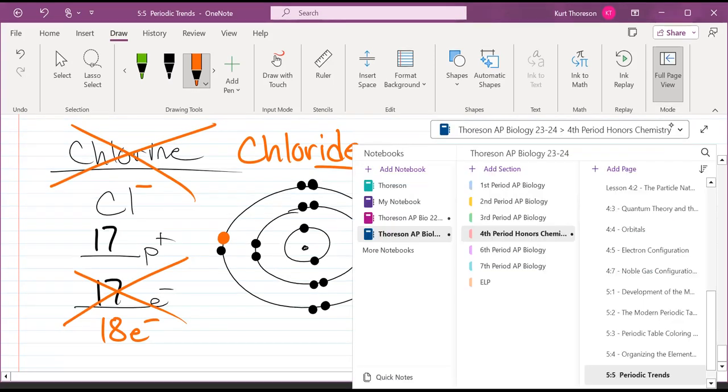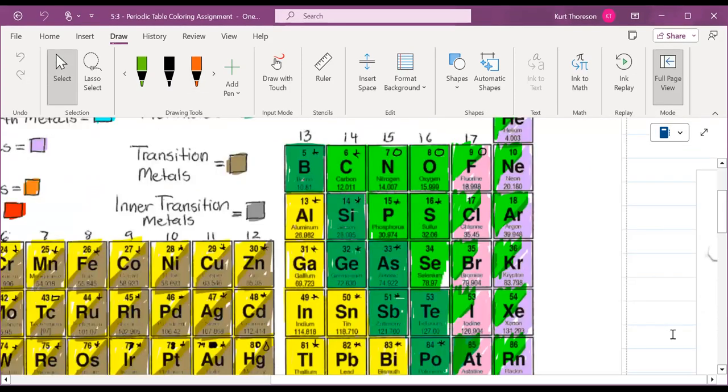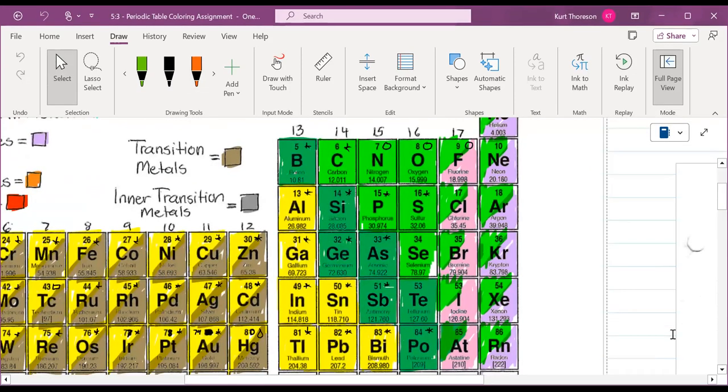I want to go back a lesson back when we did some coloring. Here we go. I want y'all to look at group 15. We call it the nitrogen group. Nitrogen, phosphorus, arsenic, and so on. How many valence electrons does everything in group 15 have? 5. How many do you need to be stable? 8. So what's the difference between 8 and 5? 3.